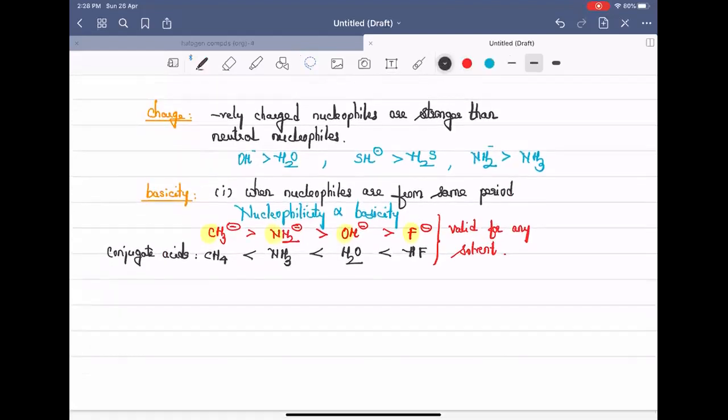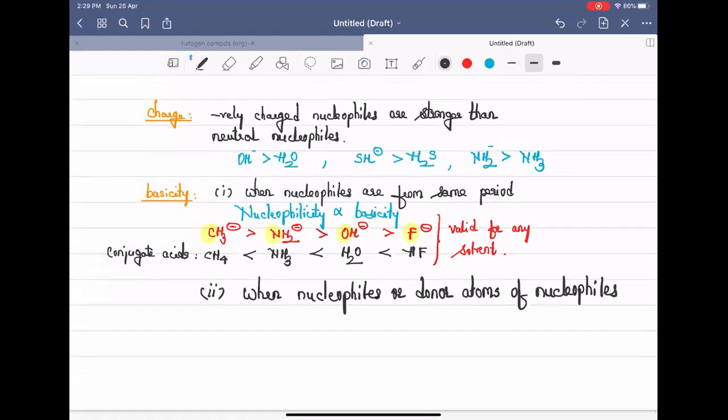What about when nucleophiles, or donor atoms of nucleophiles, are from the same group? So when they are from same group, things are largely dependent on the nature of solvent. So in that case, solvent plays a very important role.